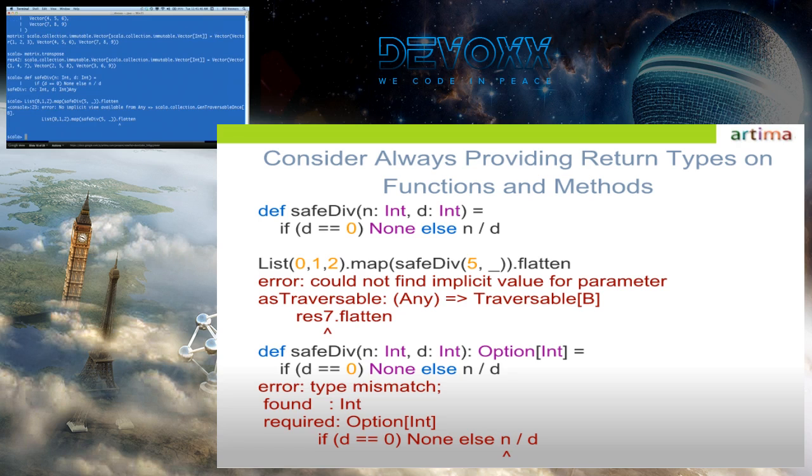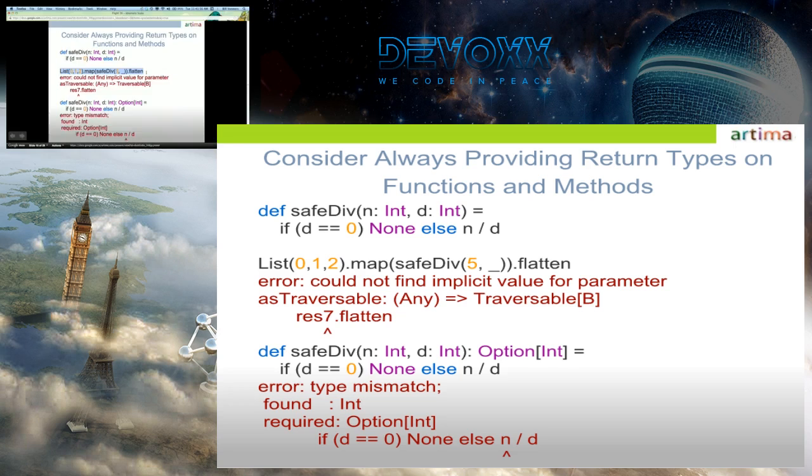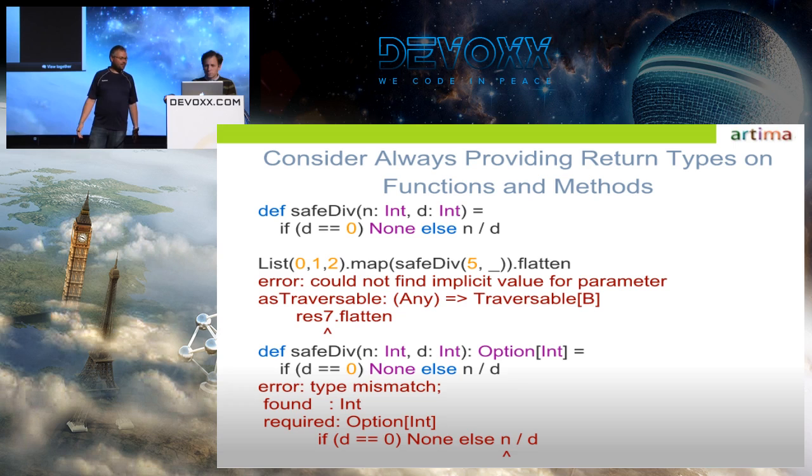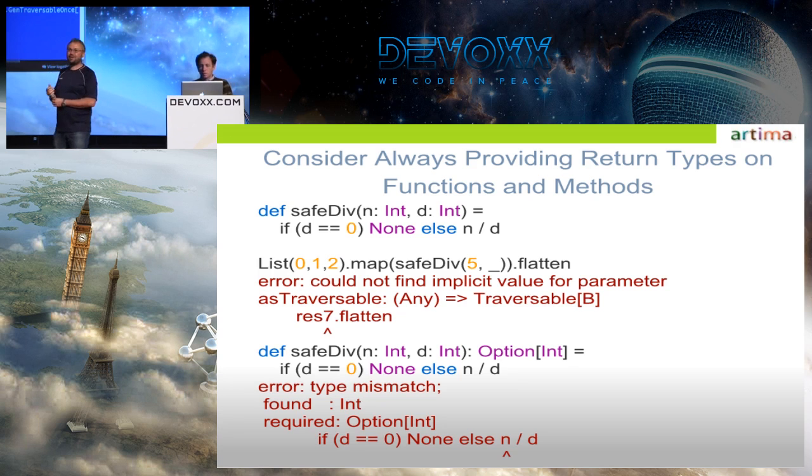Yeah, I was just curious which. But what, yeah, what's the error? It's now no implicit view available from Any to GenTraversableOnce. Yeah. Well, that's because you're trying to use it as a flatten. Oh yeah. Well, oh no, that was mapping safe div. Yeah, but anyway, what you get is you get this. Could not find implicit value for blah blah blah to convert this thing to the type that you want.